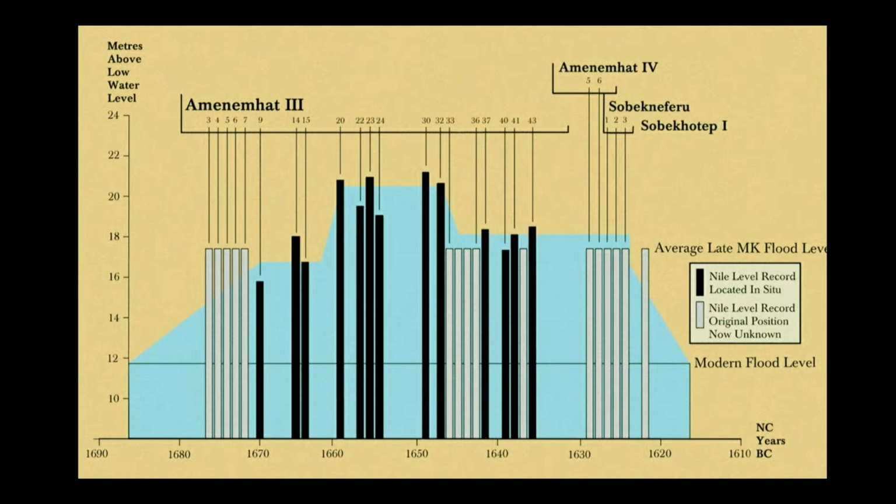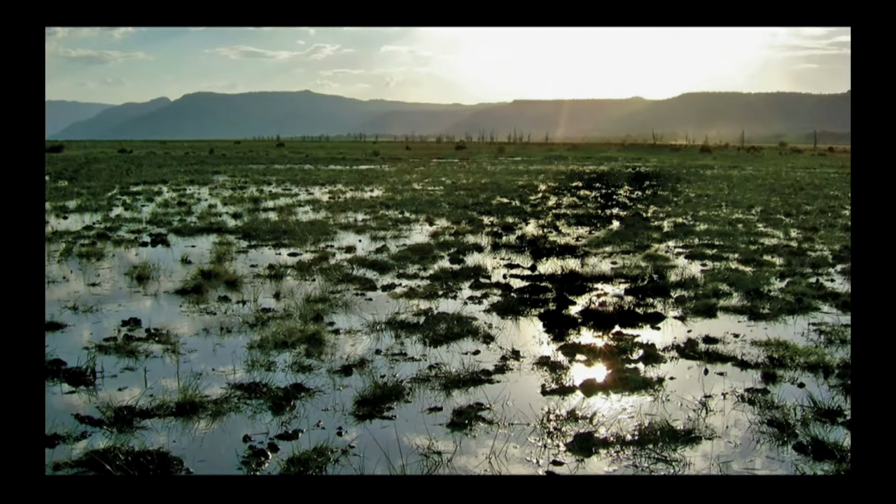Well, during his reign, they began to record a rise in the flood levels, so that for a period of 7 years, the flood levels were 16 meters above sea level. During this time, crop production would have almost doubled in Egypt. But then in Amenemhat's 20th year, flood levels rose further to 21 meters above sea level.